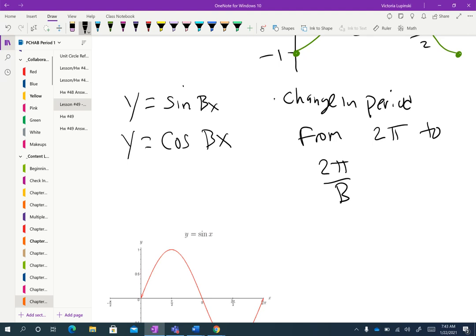So when you have a b other than 1, so basically every problem we've done so far has had a b value of 1 because in front of the x has been nothing other than a +1. So when you have anything other than a 1 there, you're going to have a changing period from 2 pi to 2 pi over b. So just to write that a little bit more streamlined, the formula for period from this point forward is going to be 2 pi divided by b.